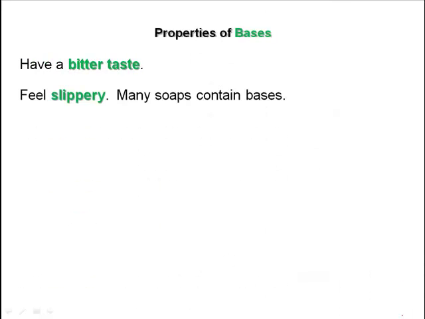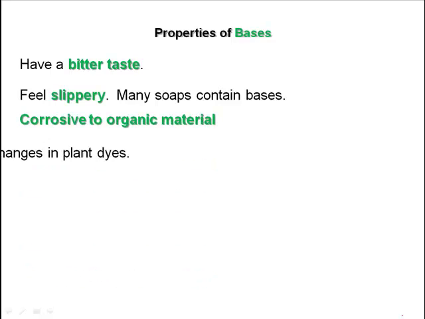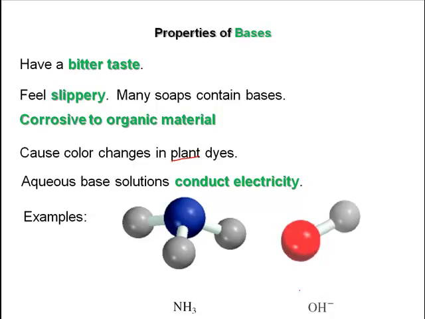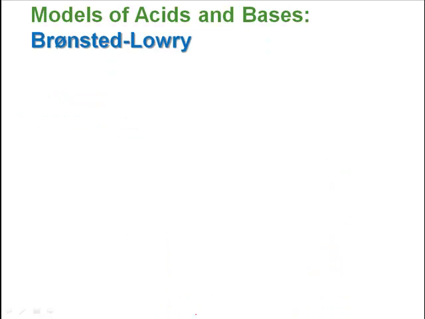Some properties of bases. First, they have a bitter taste. They feel slippery, like soap. Many soaps contain bases. They're corrosive to organic material. They cause changes in plant dyes. Same thing, indicators cause changes in colors. They can conduct electricity as well because they have ions in them. And here are some examples. The hydroxide ion and ammonium is also a base, and we'll learn about why that is.